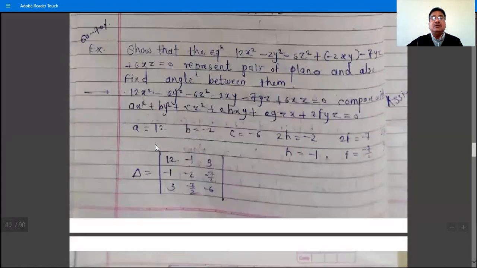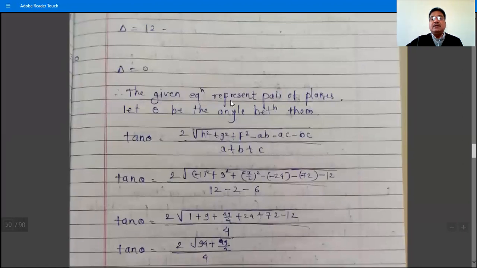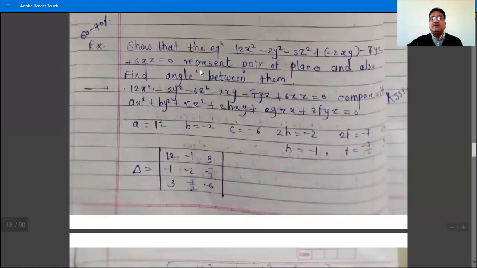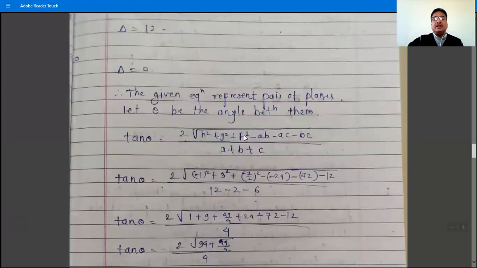We have the answer 0, and therefore we say that the given equation represents a pair of planes. Write the sentence that the given equation represents a pair of planes. Next, let theta be the angle between them. Now we have to find the angle between them.